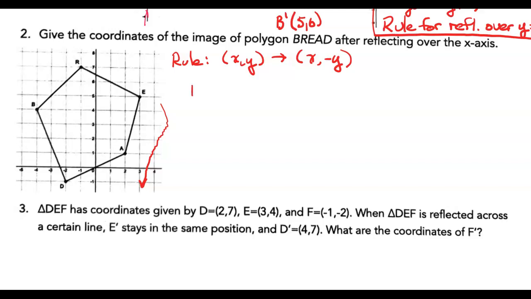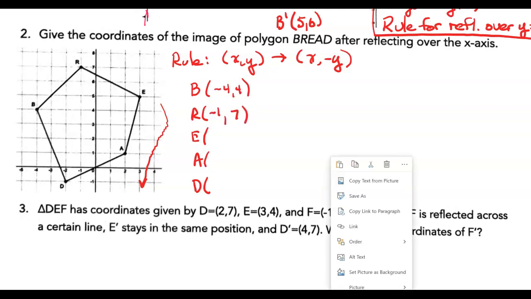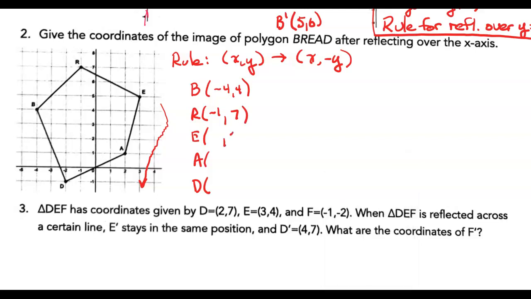So let's make a list of all of our original points. So we have B, R, E, A, D, and this will allow us to quickly apply our rule and find our new points. So for B, our point is (-4, 4). For R, we have (-1, 7). And then E is (3, 5). A is (2, 1). And D is (-2, -1).